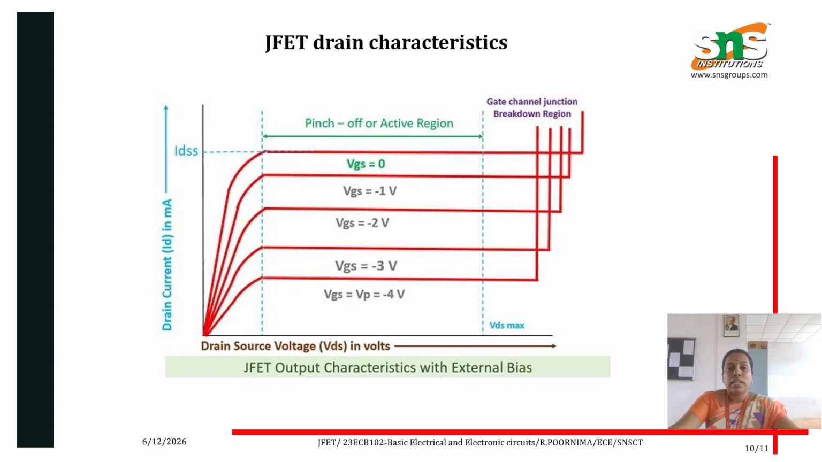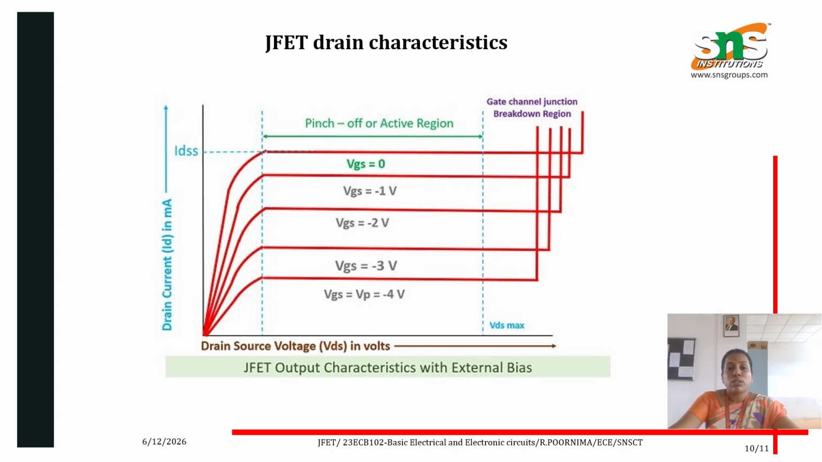These are the drain characteristic curves of the JFET. In this diagram, the characteristics are shown for drain current versus drain to source voltage, ID versus VDS, for the applied gate to source voltage. For various gate to source voltages, the characteristic curve gives the ohmic region, pinch-off or active region, and breakdown region.